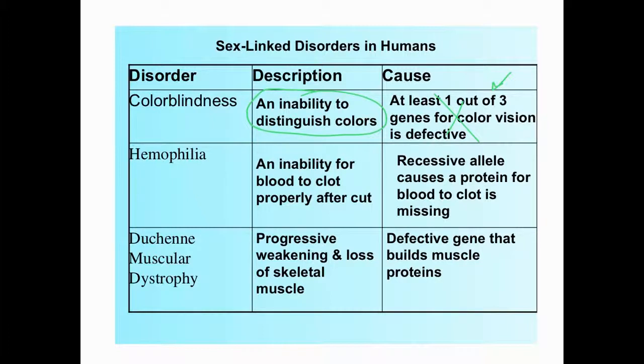Hemophilia, it's an inability for blood to clot properly after a cut. So if you start bleeding, it's really hard for you to stop. So if you have kind of a serious cut, that can be a pretty serious deal. And muscular dystrophy, once again, it's a progressive weakening and loss of skeletal muscles. But basically, you're going to have to know how to do the Punnett squares more than you're going to have to really know what these things are.